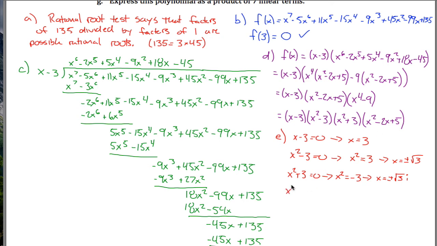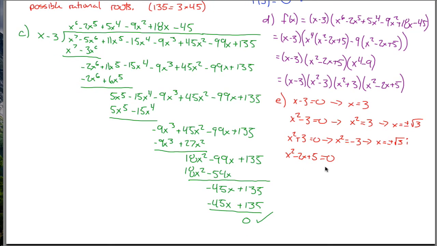Alright, and then this last term, x squared minus 2x plus 5 equals 0. Because I got a little bit of room down here, I can complete the square and get x minus 1 squared minus 1 plus 5 equals 0. X minus 1 squared plus 4 equals 0. So x minus 1 squared equals negative 4. X minus 1 equals plus or minus the square root of negative 4. X minus 1 equals plus or minus 2i. So x equals 1 plus or minus 2i. So what I get is 7 roots. Here's 1, 2, 3, 4, 5, 6, 7.